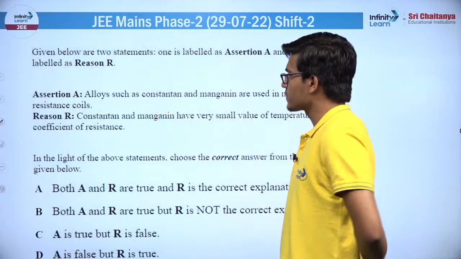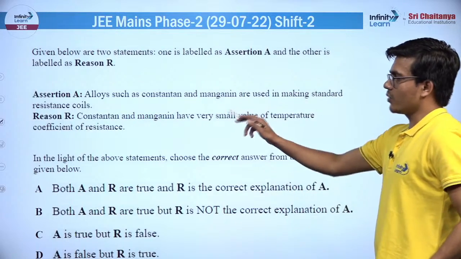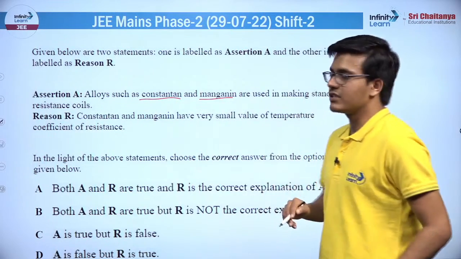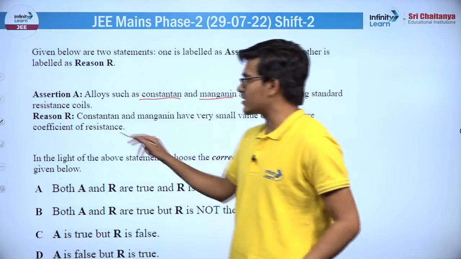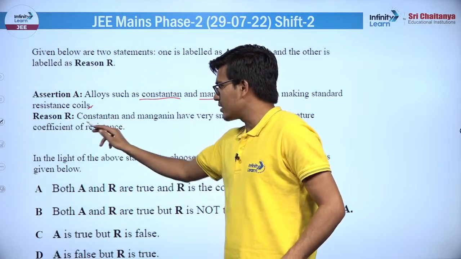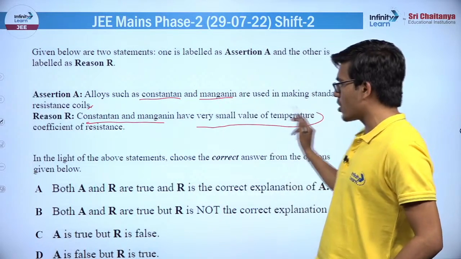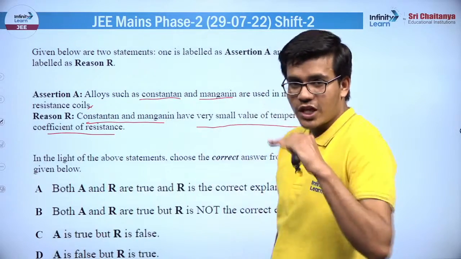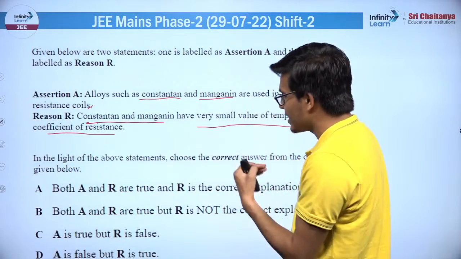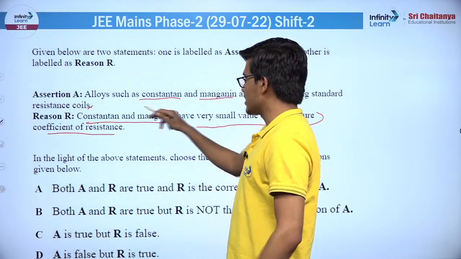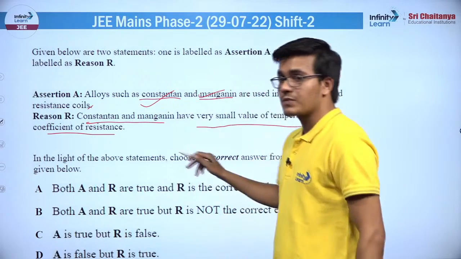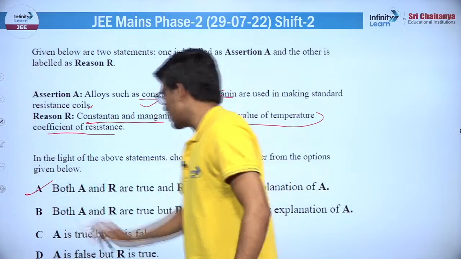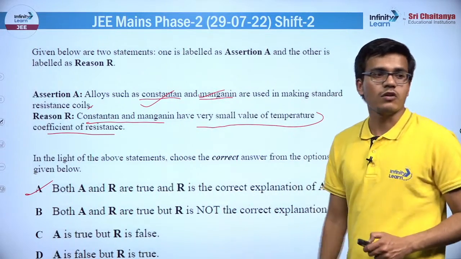Moving to the next question, a direct theoretical based question. Alloys such as Constantan and Magnesium are used in making standard resistance coils, that is correct, and why? The reason is also written here: a very small temperature coefficient, because they have a very high melting point, and so the change in resistance with the temperature is very less, that is why we use these materials. So both the statements are right and the reason is also correct for A, so the answer should be A, both are true and R is the correct explanation of A.